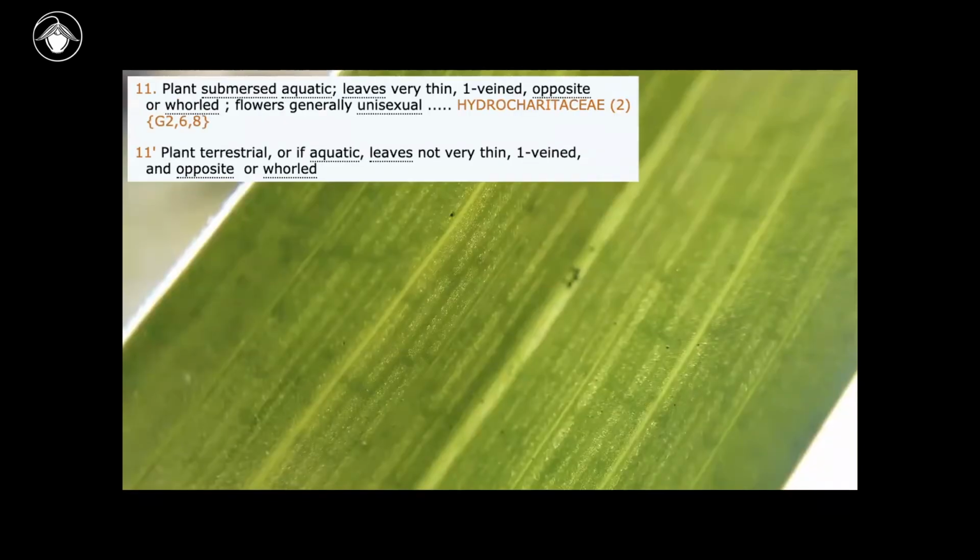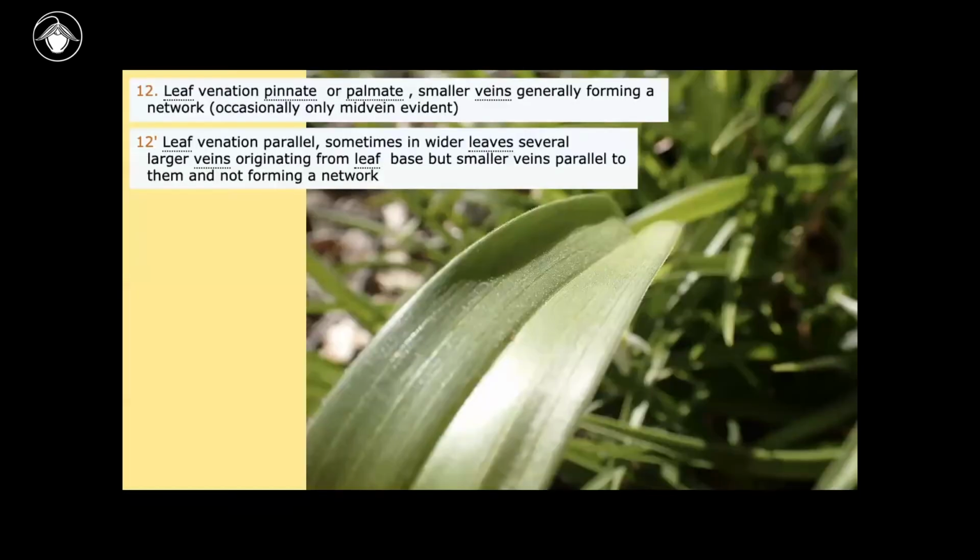Plant submersed aquatic, leaves very thin, one-veined, opposite or whorled, flowers generally unisexual, Hydrocharitaceae. Or plant terrestrial, or if aquatic, leaves not very thin, one-veined, and opposite or whorled. In this case, we do have a terrestrial plant.